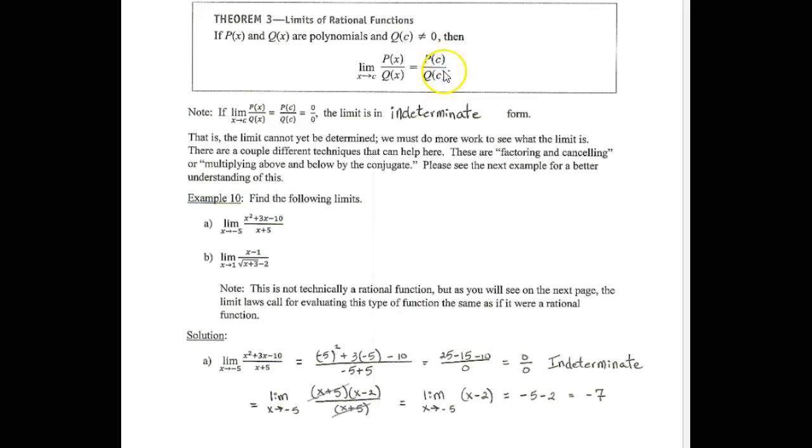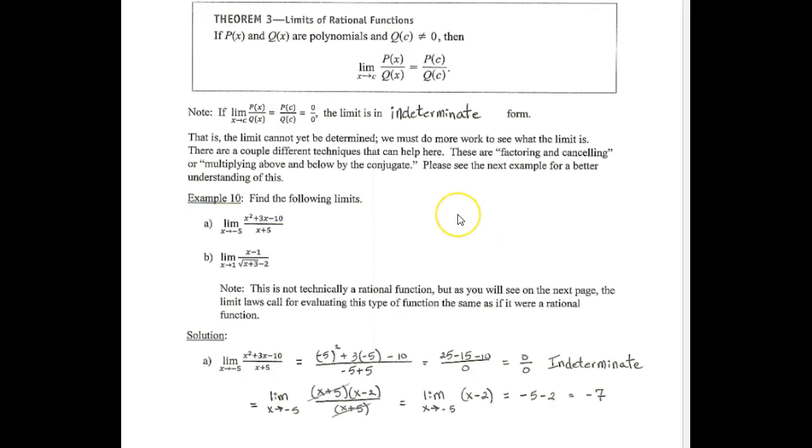However, if they're both 0, as in this note here, if I plug in c to p and I get 0, and I plug in c into the function q, both polynomials, I get 0, then I get 0 over 0. That is called an indeterminate form. When you get those indeterminate forms, you should write that word indeterminate right next to it, because that means we're not done. Indeterminate simply means we have not yet determined what this limit is.